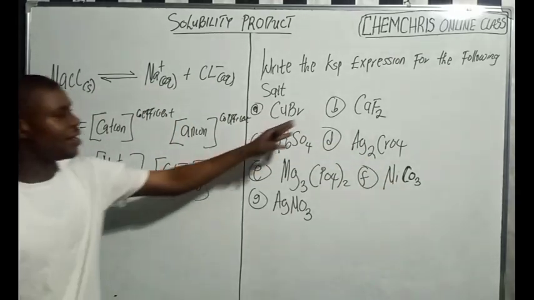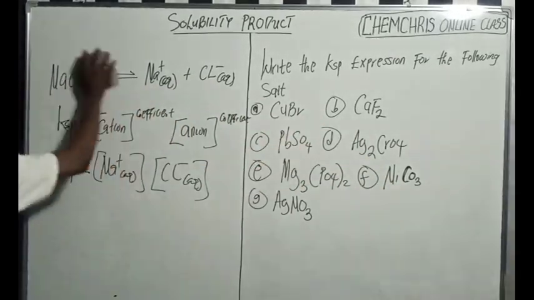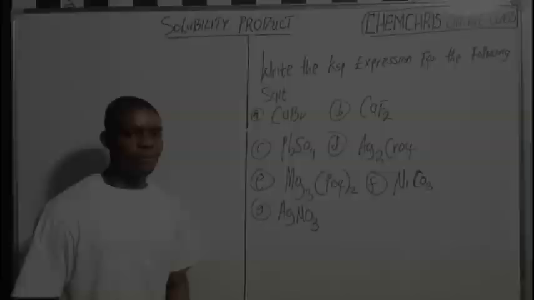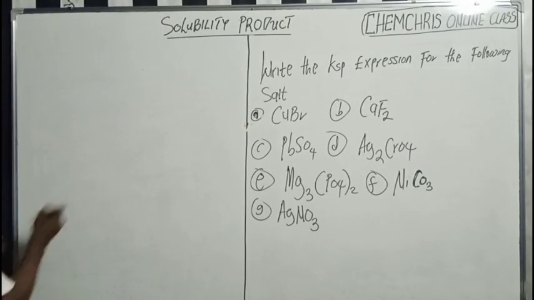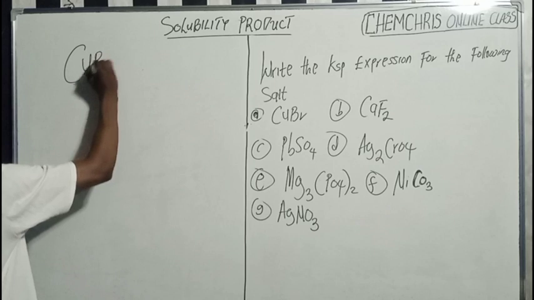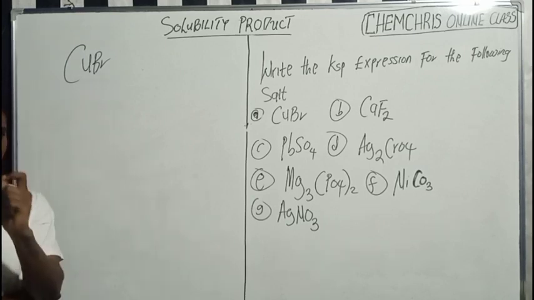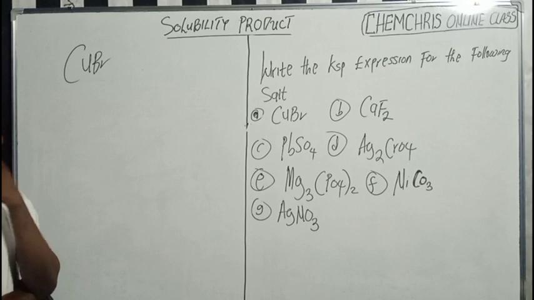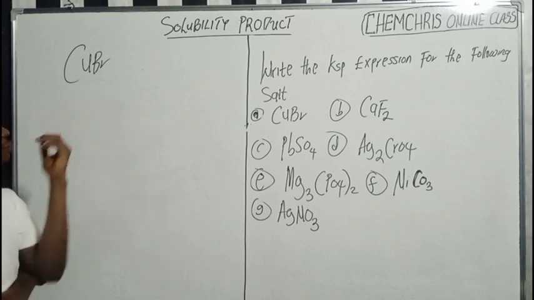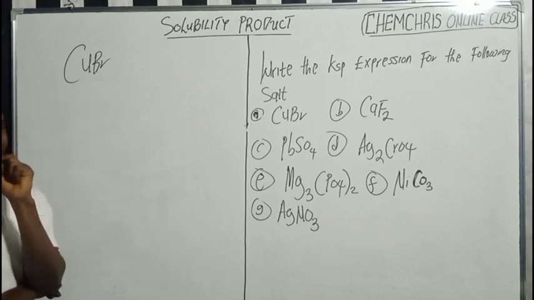So now let's dive in. Let's start writing the KSP for those compounds here. So let's take the first one, CuBr. Now, how do you write the KSP? The first thing you want to do here is to split this one into its various ions. And we have copper, we have bromine. Now the oxidation state.